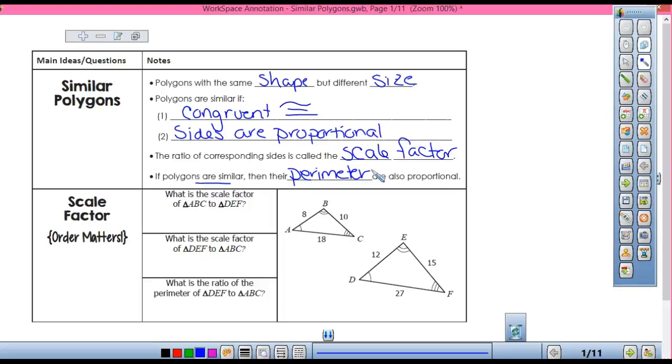Oh yeah, congruent sides, or congruent angles. Sorry, wrong symbol up there. Good question. Congruent angles.